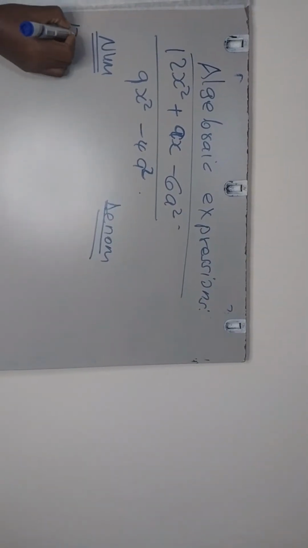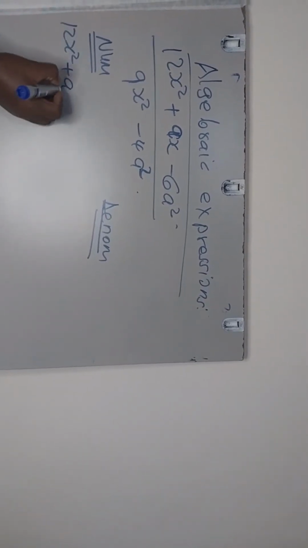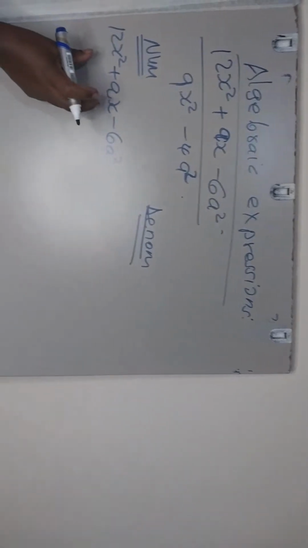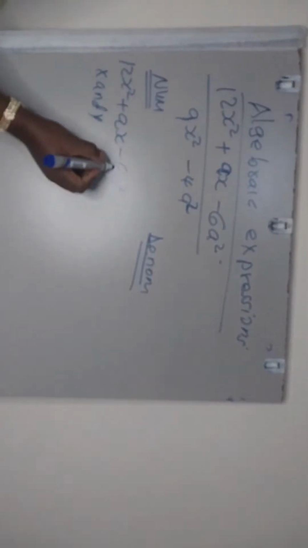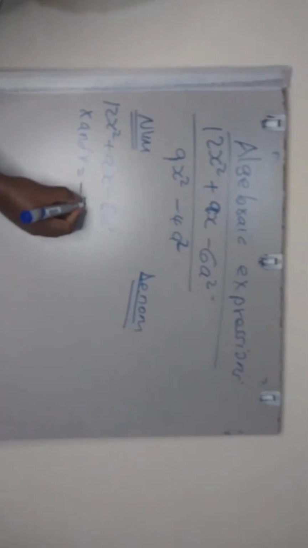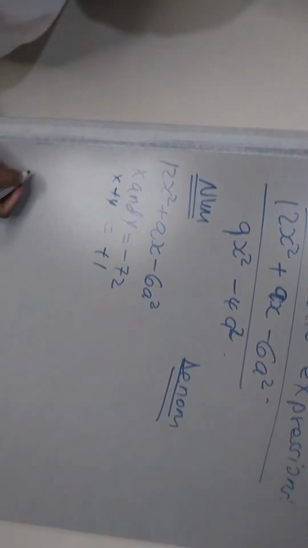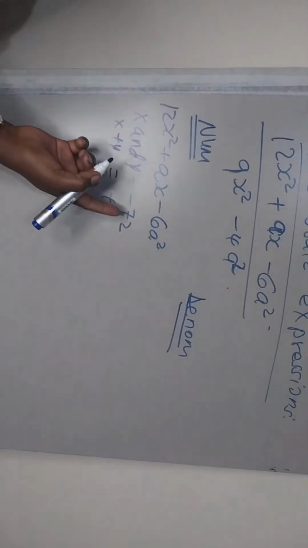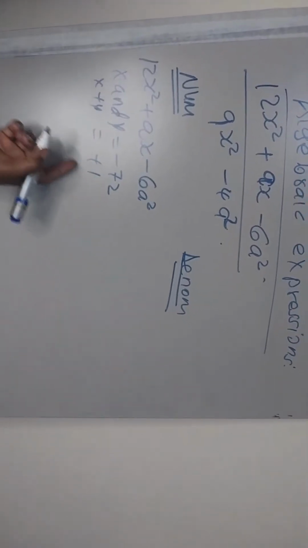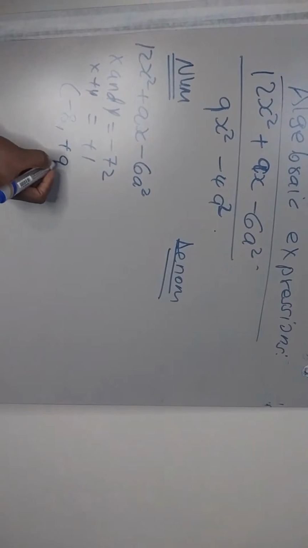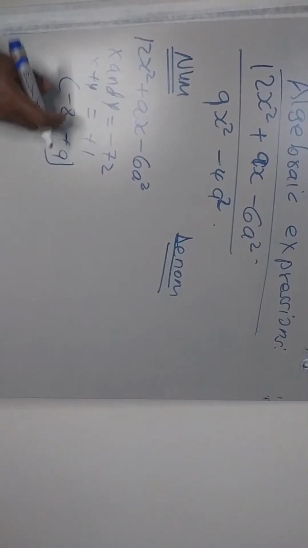The numerator says 12x squared plus ax minus 6a squared. Pick those two numbers. When I multiply them, I get part 1 times part 3, which gives us negative 72. But when I add them, I get positive 1. Which are the numbers that multiply to 72 with a difference of 1? Definitely minus 8 plus 9.